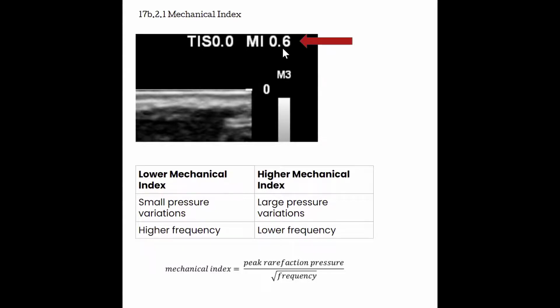Now we're going to see a lower mechanical index when we use a high frequency transducer, or when we see small pressure variations. Remember the pressure of the trough or the pressure of the rarefaction. Those are going to result in lower mechanical indices, where higher mechanical indices are going to be associated with large pressure variations or lower frequencies. So this again shows us mechanical index is inversely related to the square root of the frequency, but directly related to the rarefaction pressure.